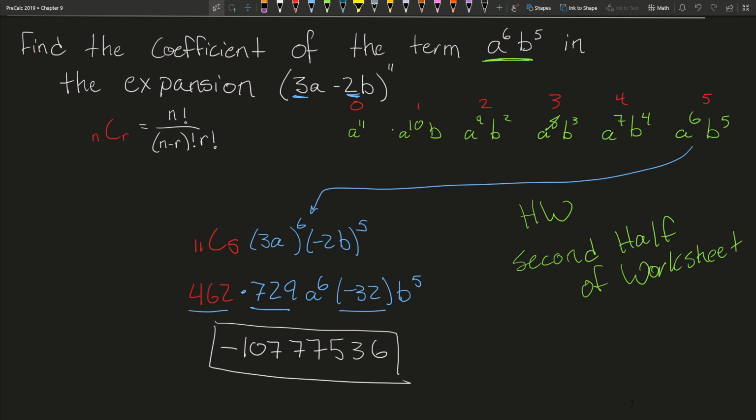Okay, and I don't have anything more for you. That's pretty much the class, just figuring out binomial coefficients.